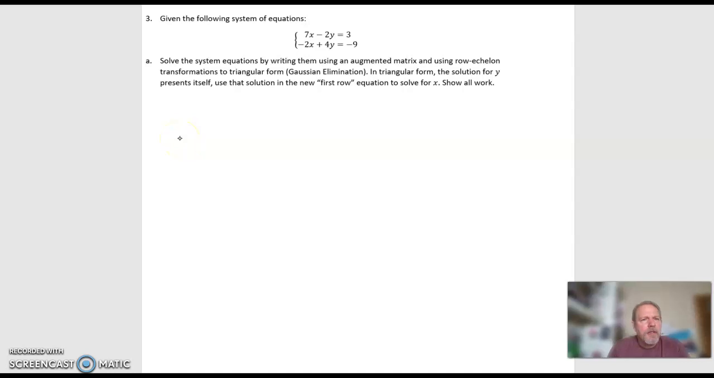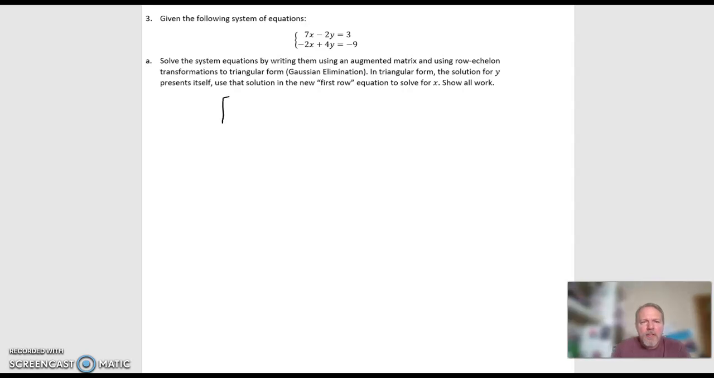Hey, let's look at these last couple of problems. It looks like they're a little bit simpler, so hopefully we can get them both in the 15-minute window. This first one is just taking the system of two equations, two unknowns, and writing it as an augmented matrix, and then using row echelon transformations to get to Gaussian elimination's triangular form. So let's knock that out.